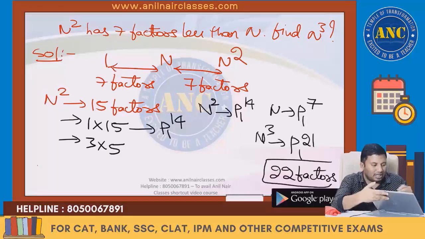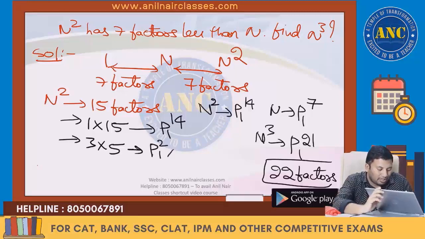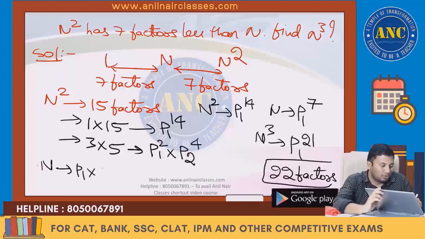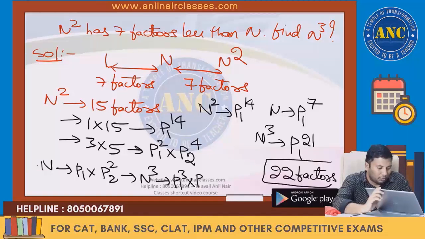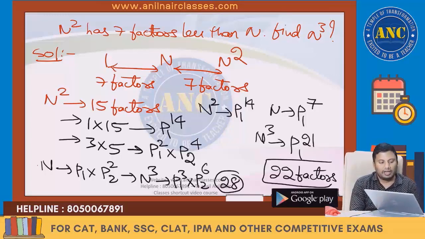I made a mistake here, as students pointed out. It is not n, it is n square. Thank you for pointing out. 3 into 5, P1 square into P2 power 4. So n will be P1 into P2 square. So n cube will be P1 cube into P2 power 6. 4 sevens are 28. I hope right now it is clear to you.